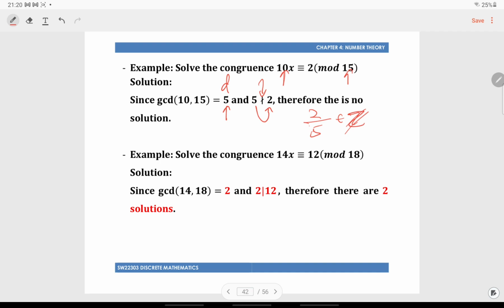The next one is 14x congruent 12 mod 18. We find the GCD by using the Euclidean algorithm. We obtain the GCD equal to 2, and 2 divides B. Our B equal to 12. So that means there are D solutions. Because our D equal to 2, there are 2 solutions.